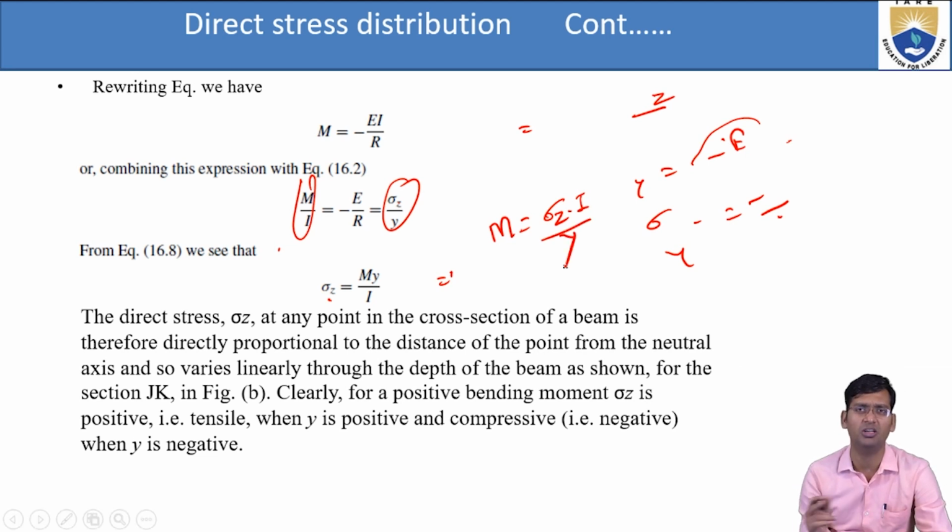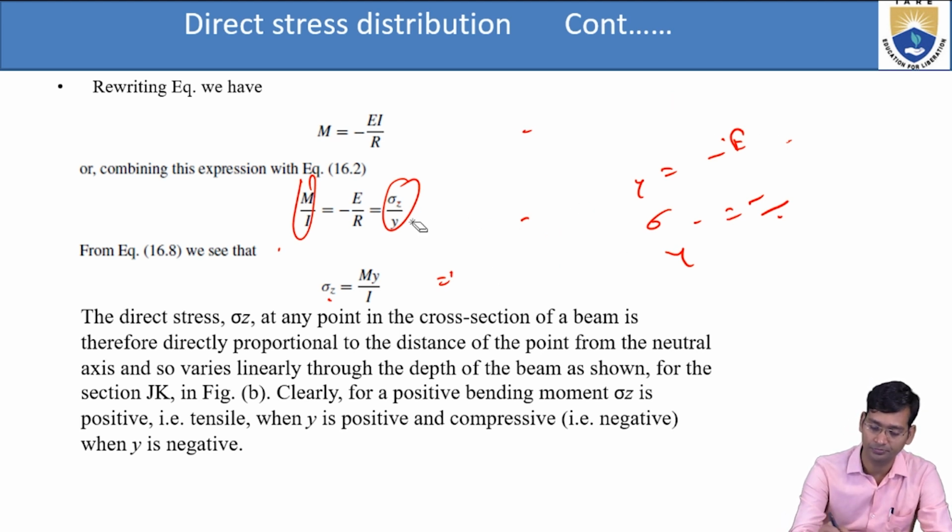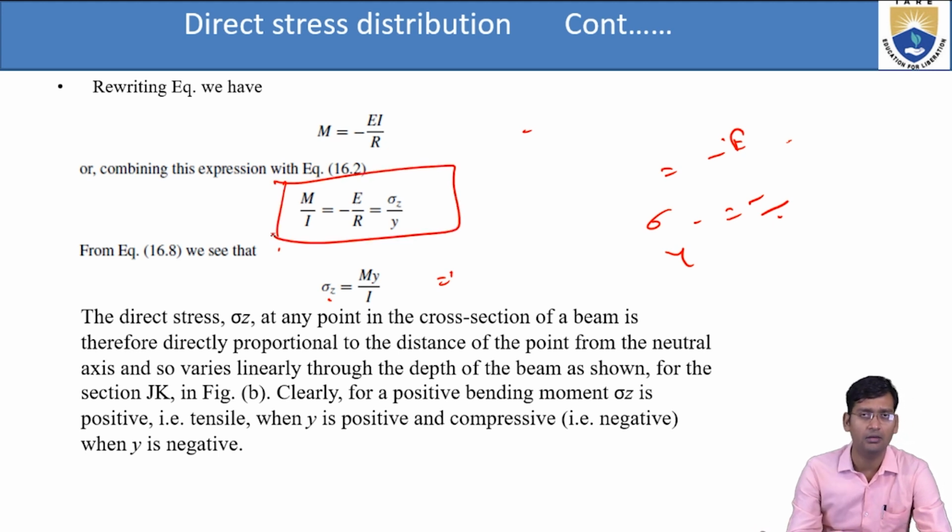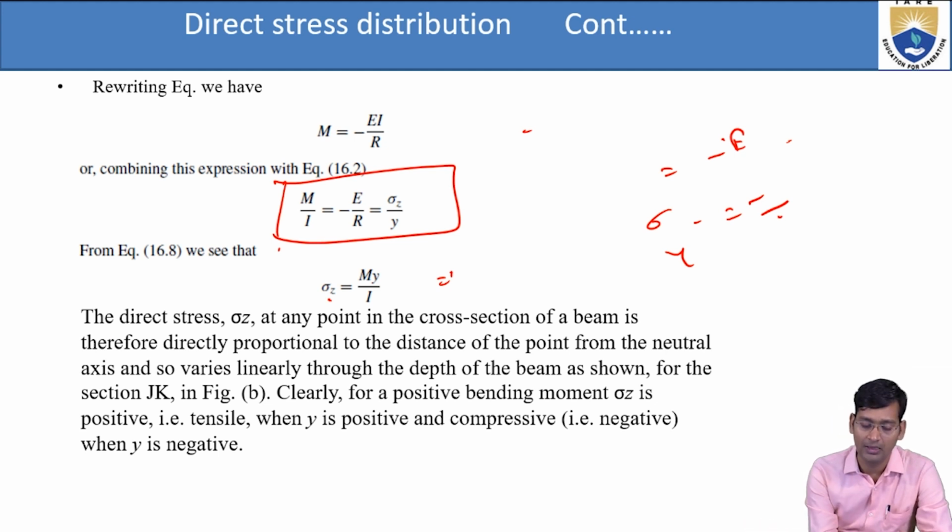Like that you can just cross multiply and change whatever you want. According to that you can find the unknown value. So you just have to remember this formula, and then whatever value is given, according to that you just substitute.